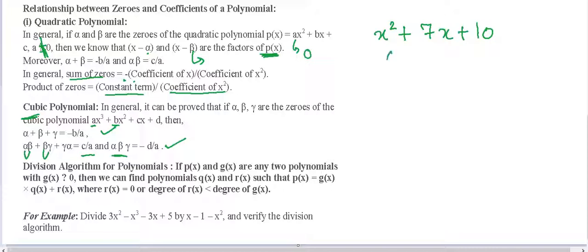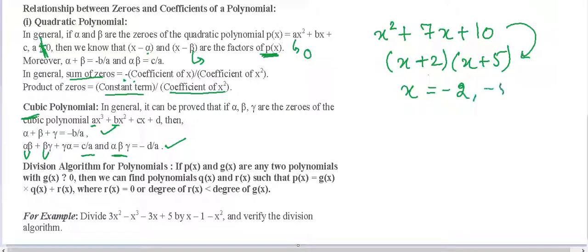Now the factors will be x plus 2 and x plus 5. How do you get that? Through middle term splitting. You get the factors as x plus 2 and x plus 5. Now x will be equal to minus 2 and minus 5. So these are your two zeros. You can consider this as alpha and this as beta.